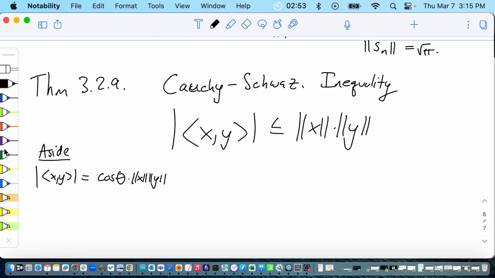Yeah? Would the absolute value also work instead, like with just the norm? Oh, if it's real valued, then it's fine. You can drop the absolute value. But again, if it's complex valued, then you need to put it there, right? Because if the inner product is like i, that's not the cosine of anything.